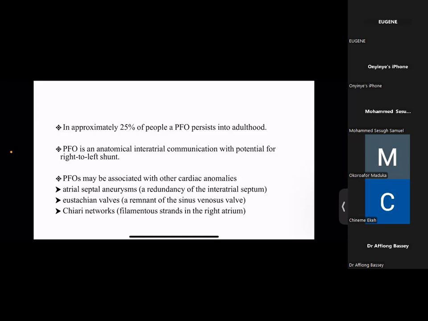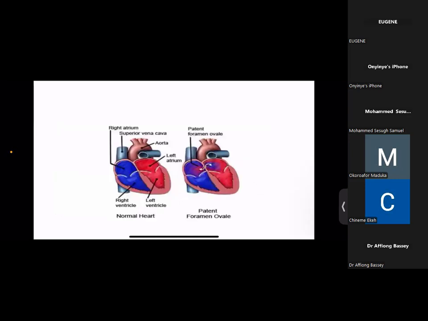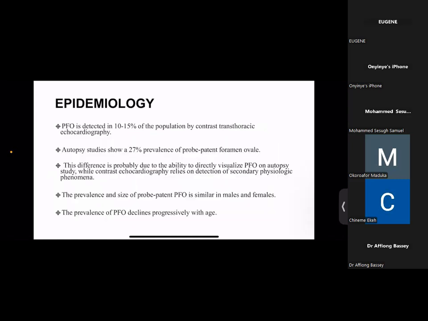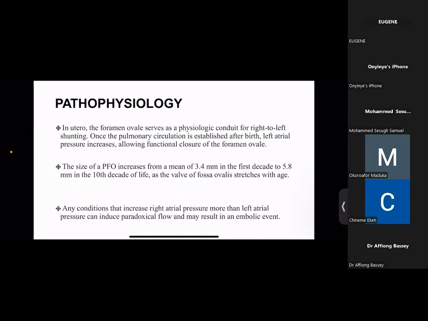Patent foramen ovale is an anatomical interatrial communication with potential for right to left shunt. And it's important to know that most times it can be associated with other cardiac anomalies. This is a pictorial representation showing a patent foramen ovale if you look at the picture above. Patent foramen ovale is detected in about 10 to 15% of patients. The prevalence and size of patent foramen ovale is similar in both males and females, and it declines progressively with age.